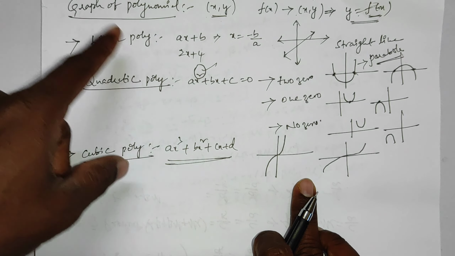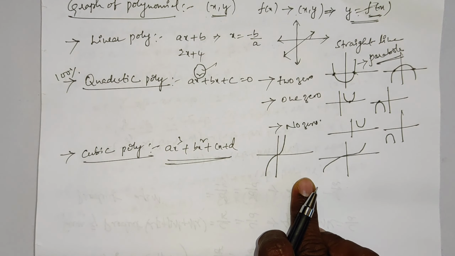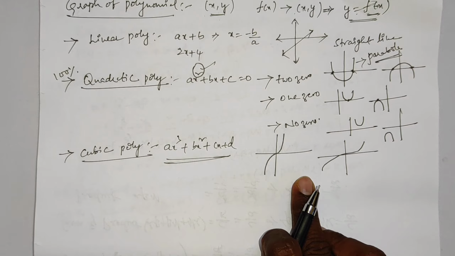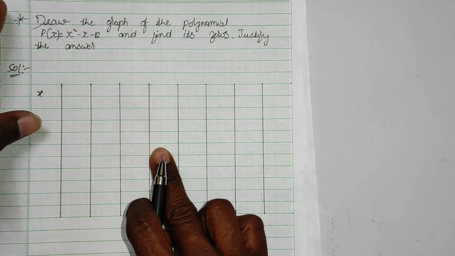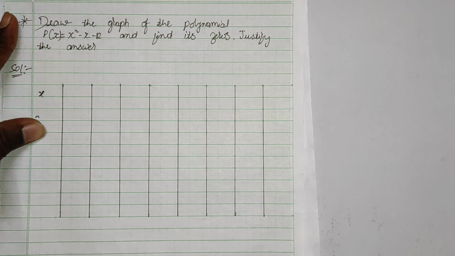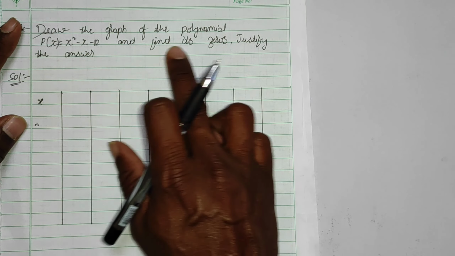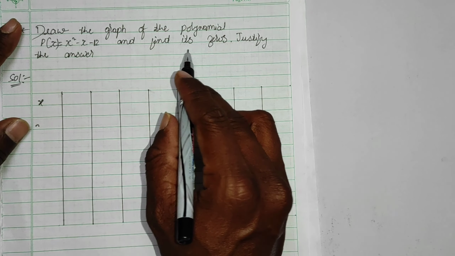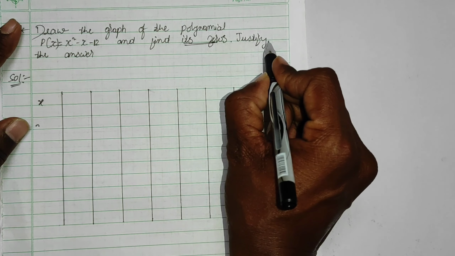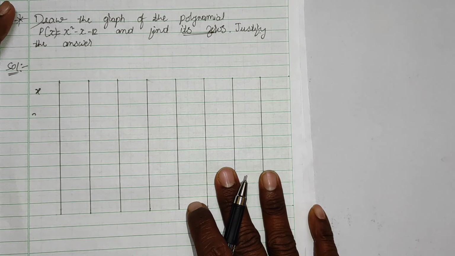Irrespective of linear and cubic, we'll get 100% a question on how to draw a quadratic polynomial, nothing but a graphical representation we have to show. Now we will take one textual question and solve it. Textual question from exercise 3.2, the first question: draw the graph of the polynomial p of x equals x square minus x minus 12 and find its zeros and justify the answer. First we have to find the zeros, then justify.